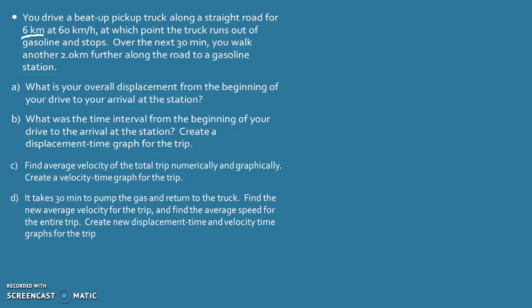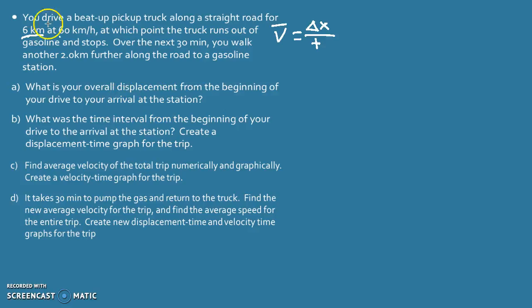Average velocity, remember, is equal, and we'll use the bar above it. This bar shows average. It's displacement divided by time. And one of the things that we can do in physics is manipulate these equations. So it says, what's the overall displacement from the beginning of your drive to the arrival at the station? Okay, well, I'm going to let you answer that.